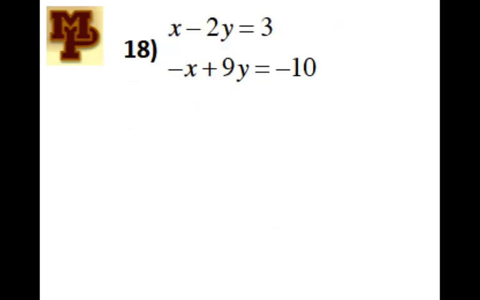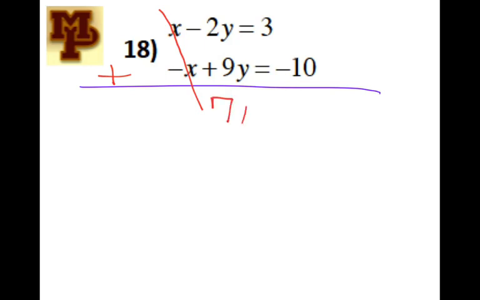So any method, let's see. The best method for this one would be just to add them together. So we add them together, boom, the x's eliminate. Negative 2y plus 9y is 7y. And then 3 plus a negative 10 is negative 7. So y equals negative 1.